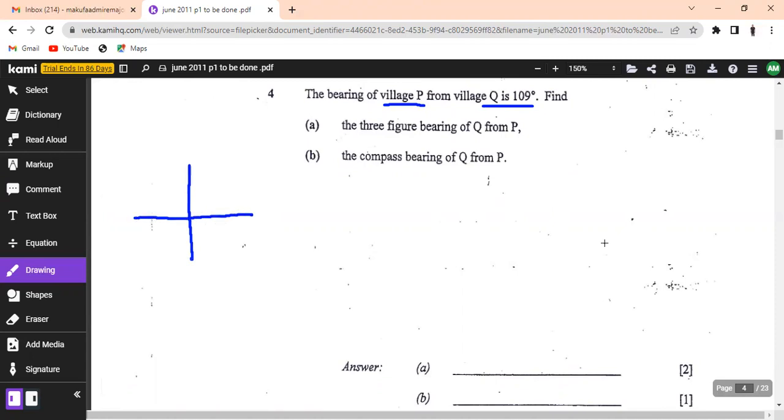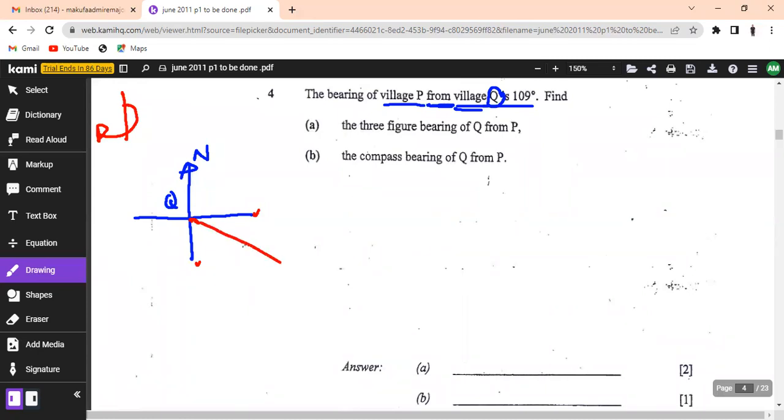So this is your north pole, which is from, take note here, village Q, which means we are starting at Q. So this is your point at Q. This is a three figure bearing, which I told you is always taken from the north in a clockwise direction. So definitely 109 is in between 90 and 180, in this quadrant. That's where we are going to have our 109, somewhere there.